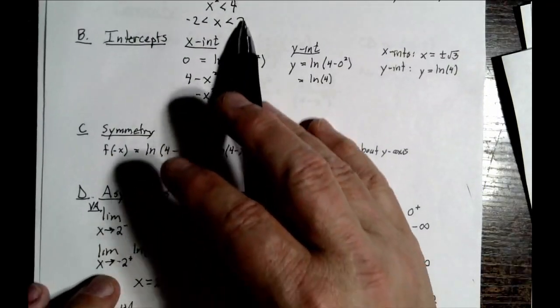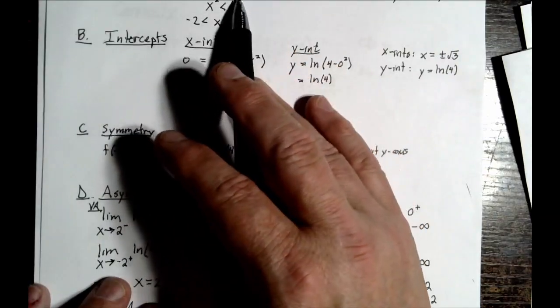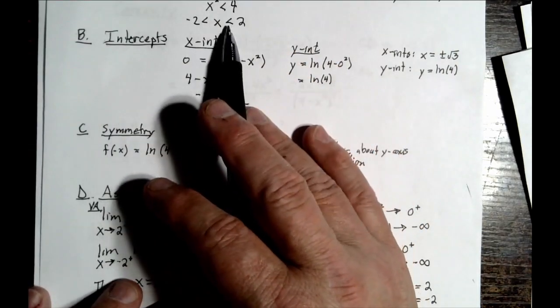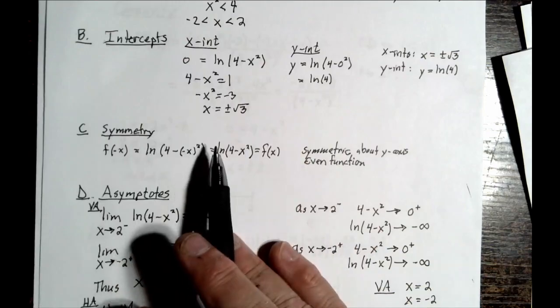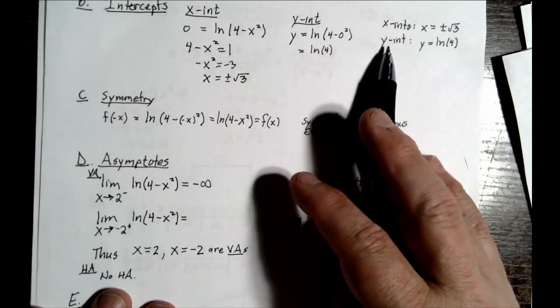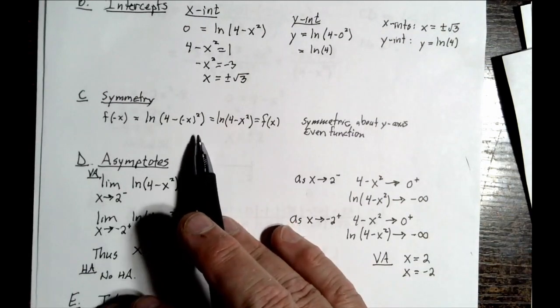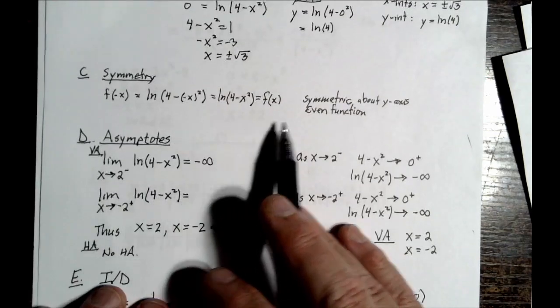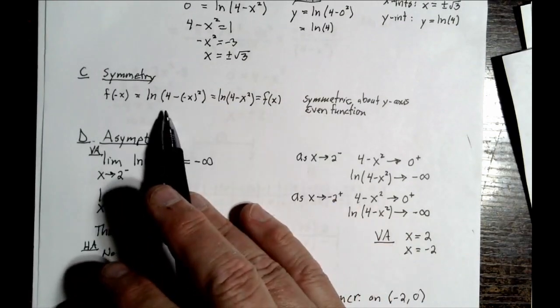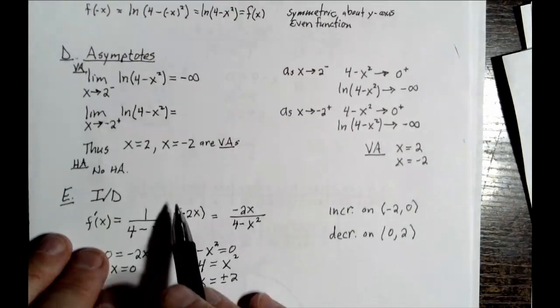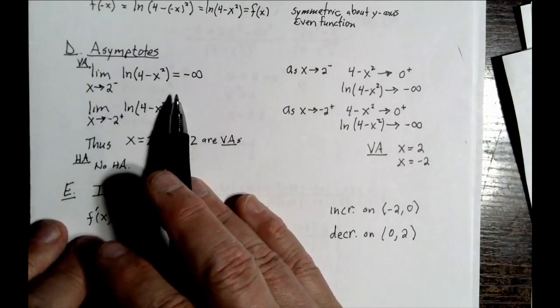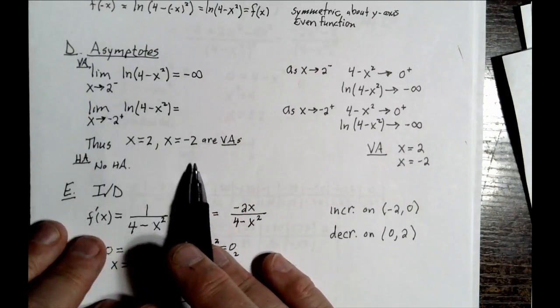Then number 5, you're forcing this to be greater than 0. So when you solve this, you find that x has to be between -2 and 2. Your intercepts, you find those as well. Symmetry, it's symmetric about the y-axis because it's an even function. Vertical asymptotes at 2 and -2, the endpoints.